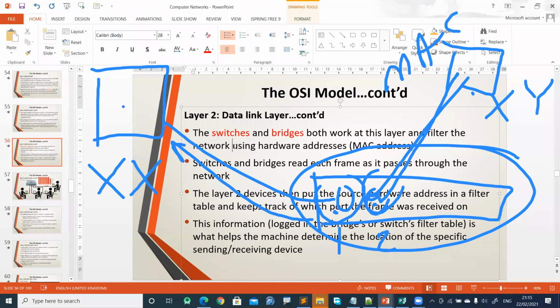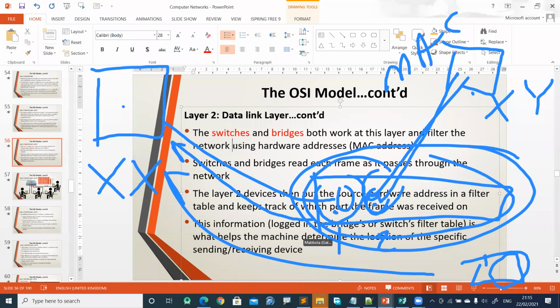So if there is a computer somewhere here that wants to communicate to this computer there, this switch will not broadcast the messages to all the computers on the network. It will instead deliver to this port, saying I already know where this guy is. It's just like, okay, let me put it this way.